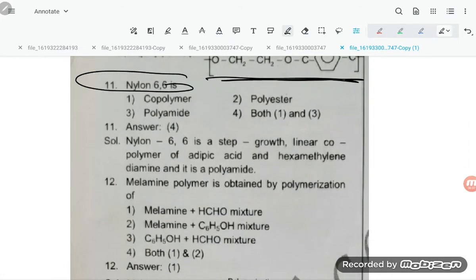Nylon 6,6 is a copolymer and polyester, okay. No, not polyester, it is a polyamide, students.